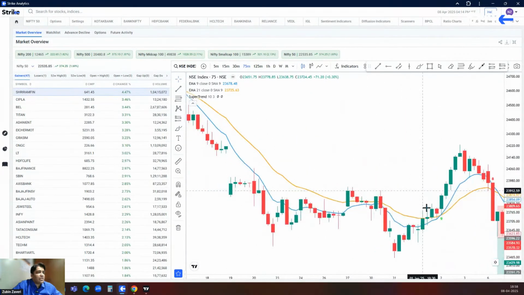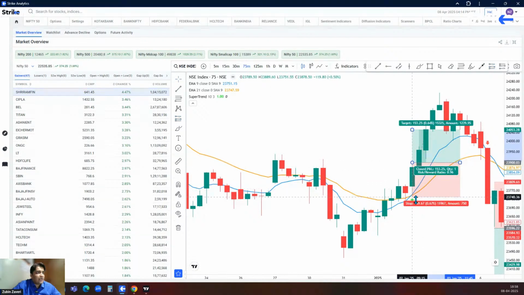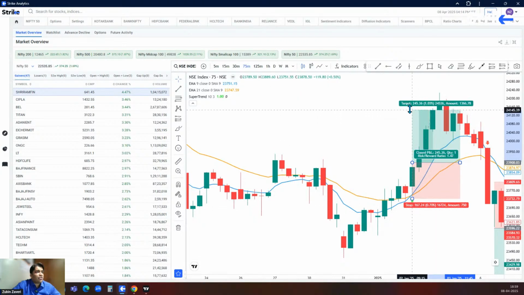Now over here, there was a buy signal given, and look at this blue line crossing the yellow line from below. The faster moving average crossing the slower one. Along with that, there is a green over here. We will enter into a long position above the high of this candle, and a stop loss below the low of this candle, 167 points. We will try to keep 1 is to 2.